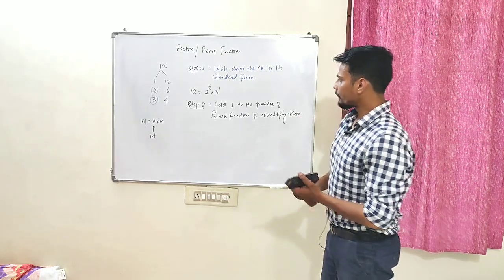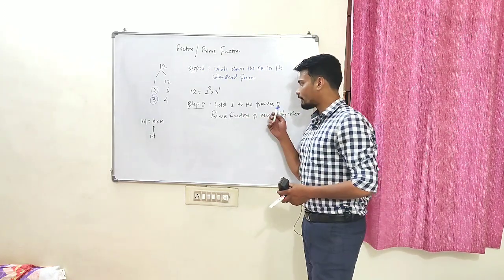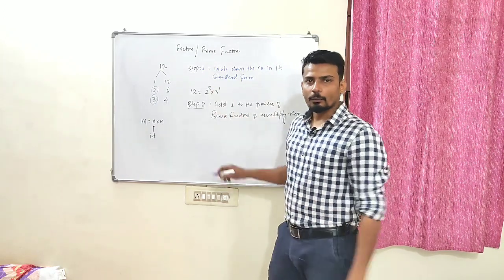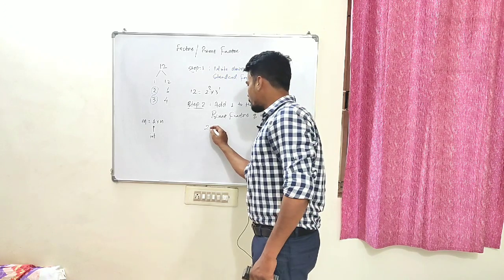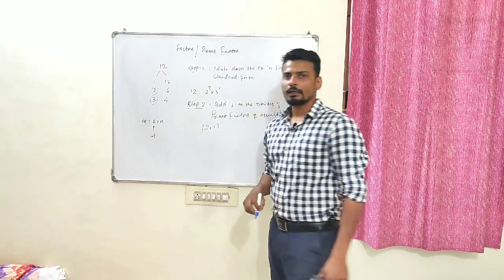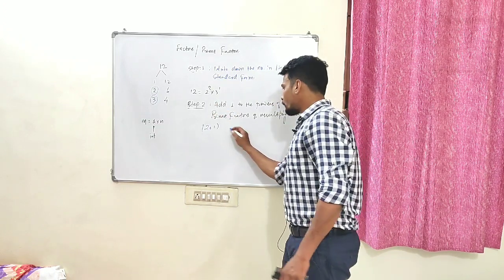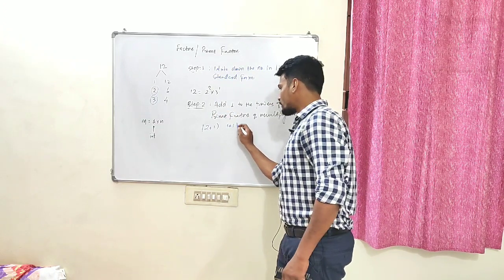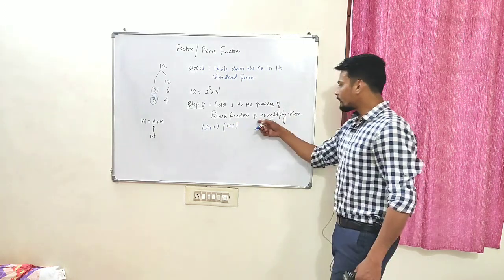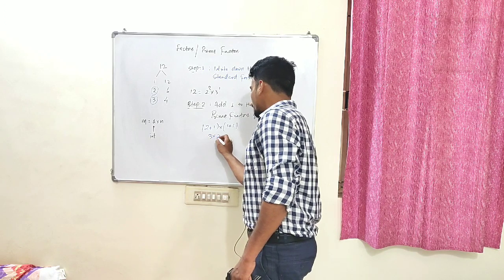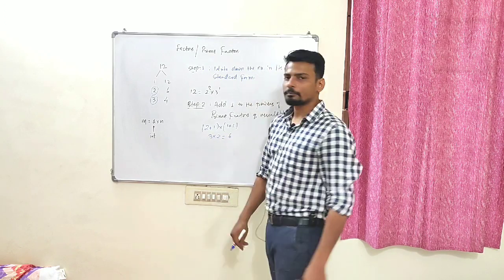So I need to add 1 to the powers of the prime factors. The power of 2 is how much? 2. Let me add 1 to this, so that becomes 2 plus 1. Now the next prime factor is 3 and its power is 1. I'm going to add 1 to the power of 3, that's going to be 1 plus 1. And then I need to multiply them. I'll be having 3 times 2, and that's going to yield 6.